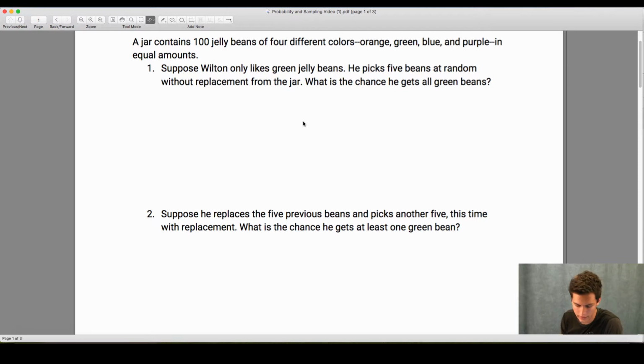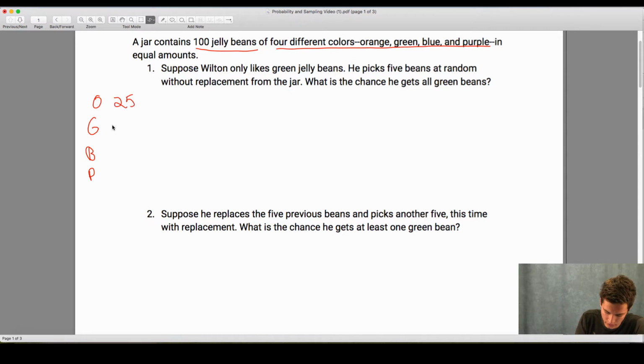So usually what I do whenever I look at a probability problem is always try to keep track of the important things that are going on. So let's get started with that in mind. I have a jar that contains 100 jelly beans that have 4 different colors: orange, green, blue, and purple, and they all appear in equal amounts. So what I'm going to keep from this is that I have orange, green, blue, and purple ones. And since they all appear in equal amounts, I'm going to have 25 of them for a total of 100 jelly beans.